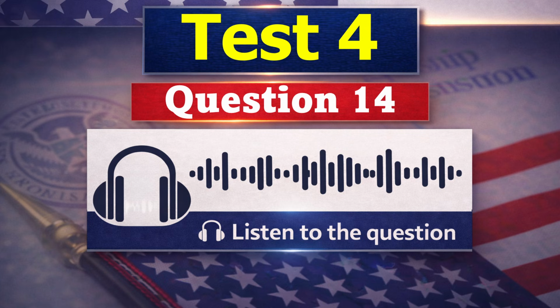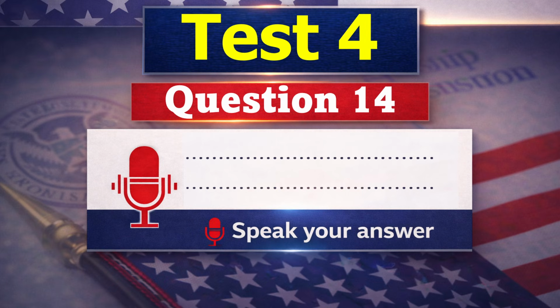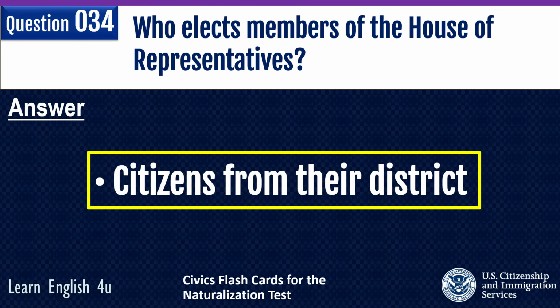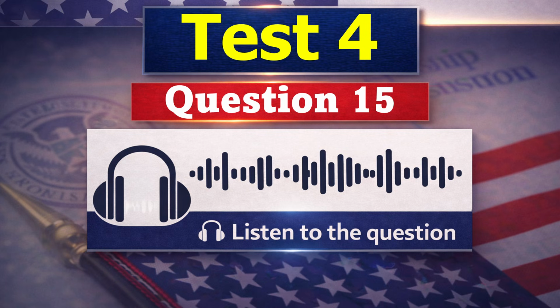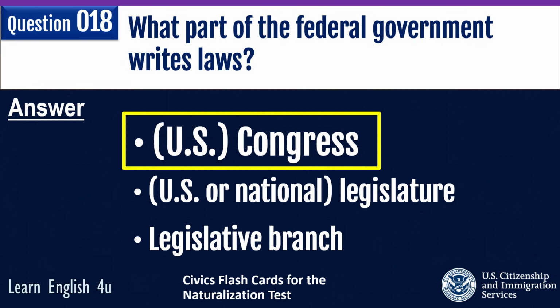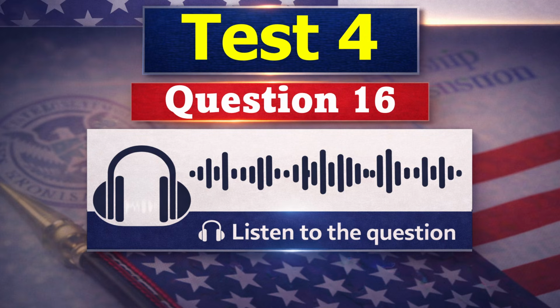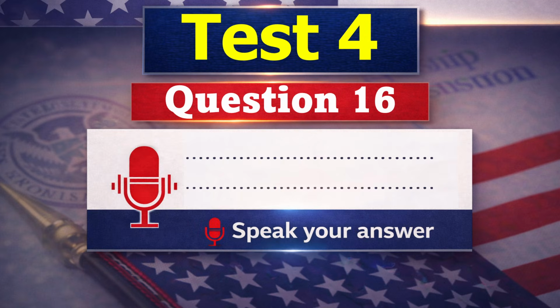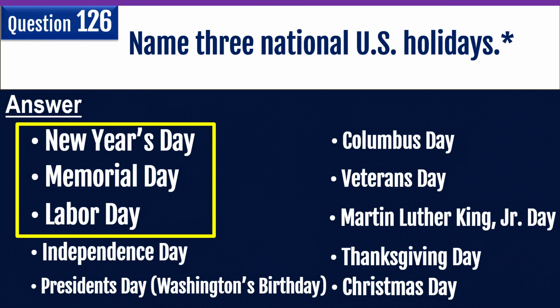Who elects the members of the House of Representatives? Citizens from their district. Which part of the federal government writes laws? U.S. Congress. Name three national U.S. holidays. New Year's Day, Memorial Day, Labor Day.